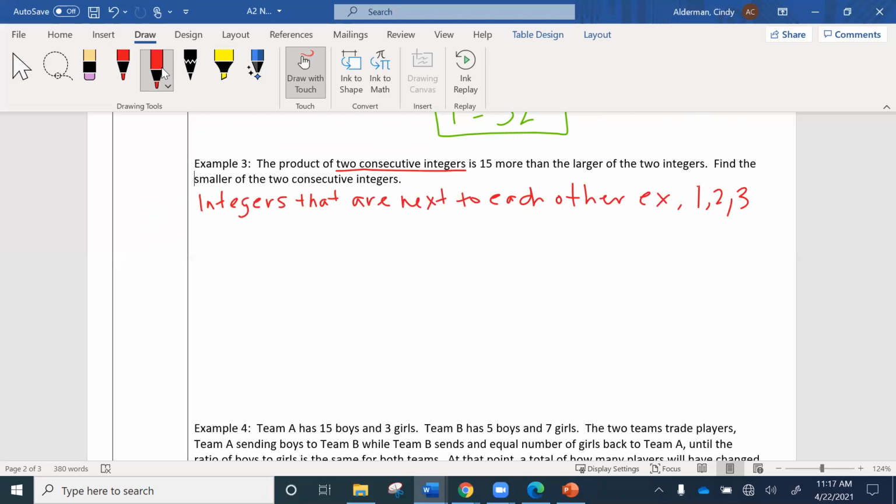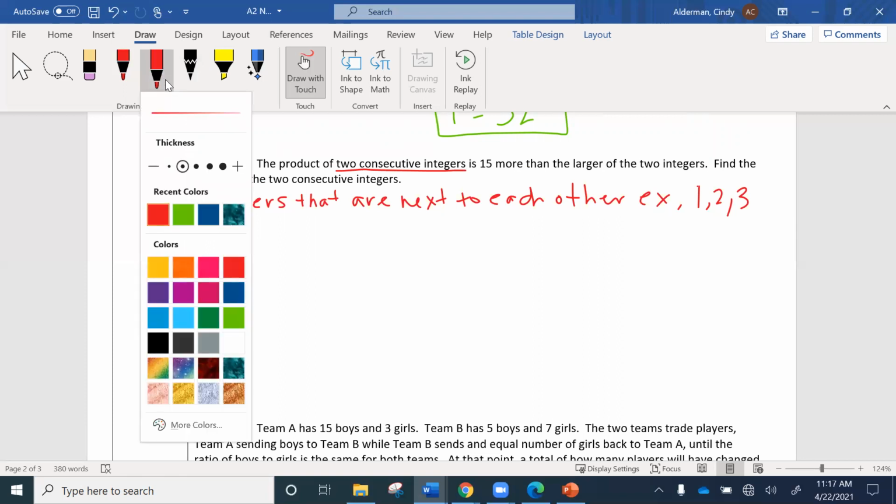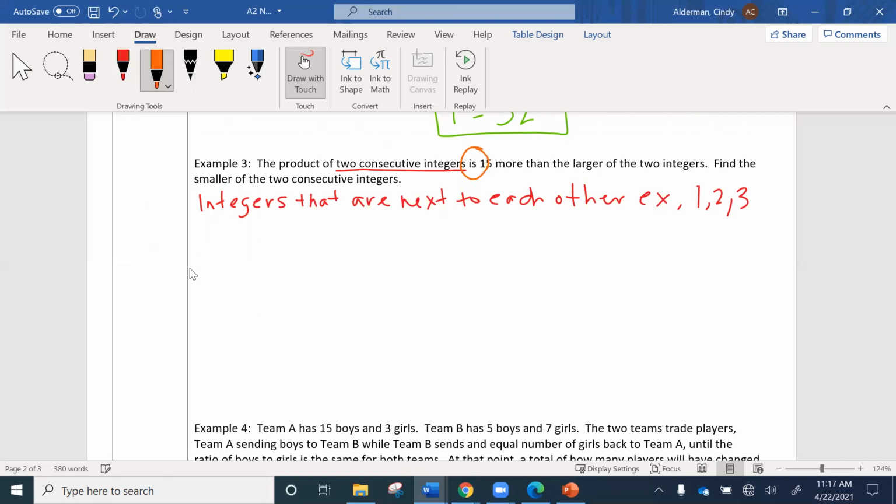All right, so another little thing I want to point out is this word "is." That means equals, right? So something is equal to something else. So product of two consecutive integers. And they're talking about a larger and a smaller one. And what they want you to do is find the smaller one.